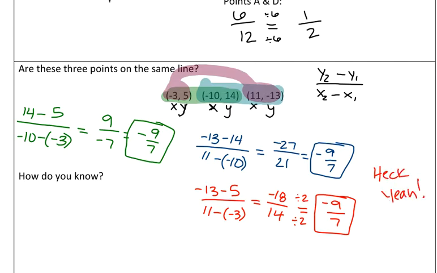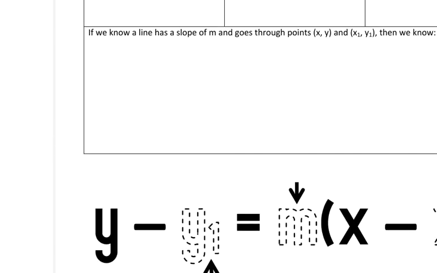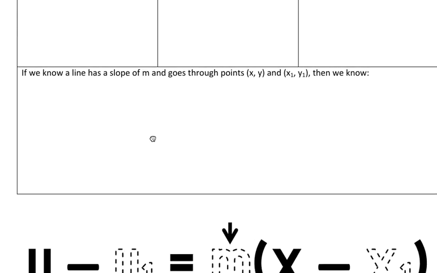You did it. Okay, and why? How do we know? Because all the slopes are the same. It's exciting. All right, next page. Now this page gets a little crazy. Who knows what we're doing here?